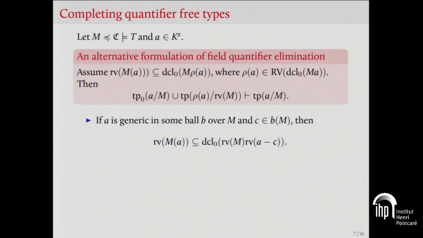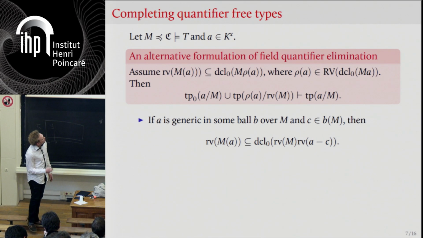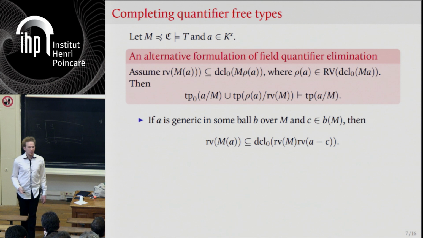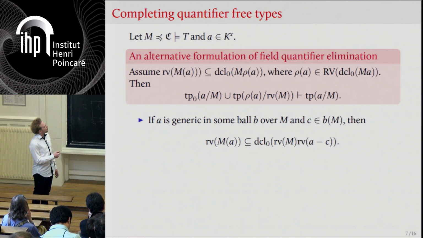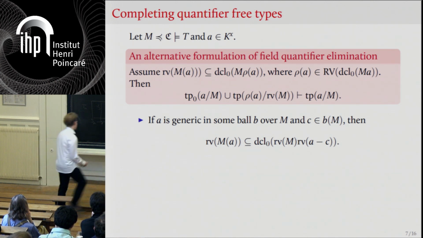Okay, so what is the case where things work very well? It's the following. If you have A, which is generic in some ball B over M, and C is an element of B(M), then you can check that the RV of M(A) is exactly in the definable closure of that. So why does that happen?